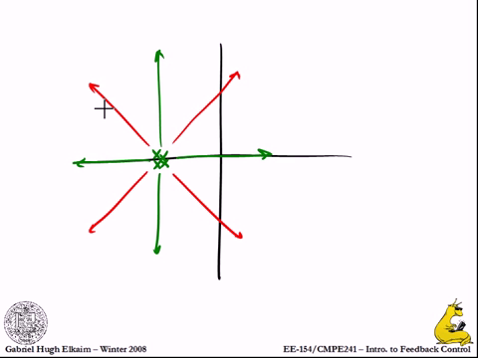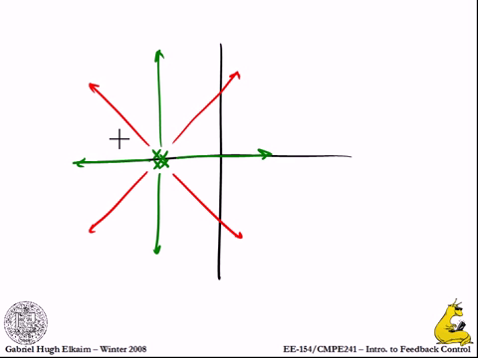Why can it only be the red ones? What's rule number 2 about the real axis? Only to the left of an odd number. There are no odd numbers here, right? So therefore, it can't be on the real axis. So the only one left is this other one.